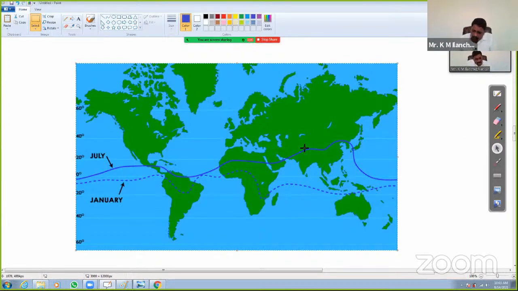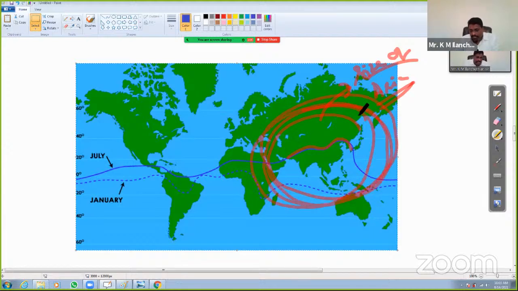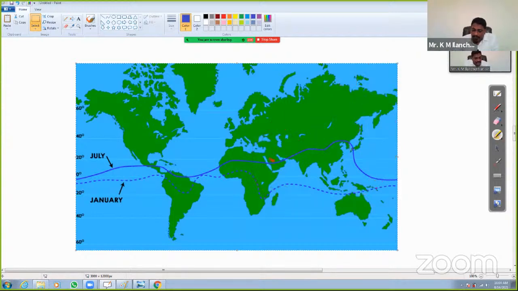But what happened? If you ask me why there is an exceptional bend of ITCZ over South Asia, it is all because of the size of Asia. Asia becomes so hot during summers. Am I right? This extensive size of Asia results in one exceptional bend of ITCZ over the Indian landmass.